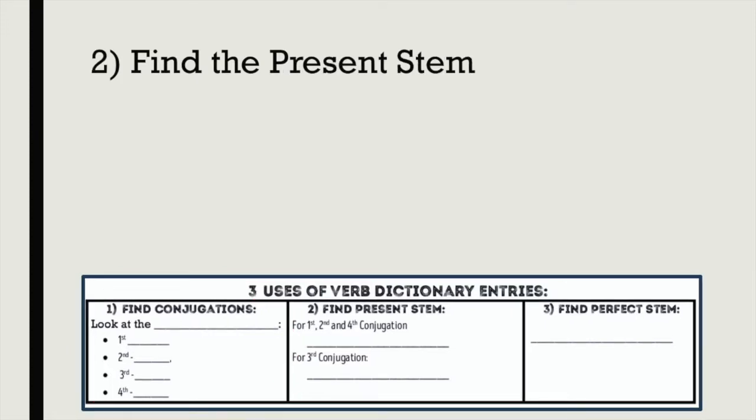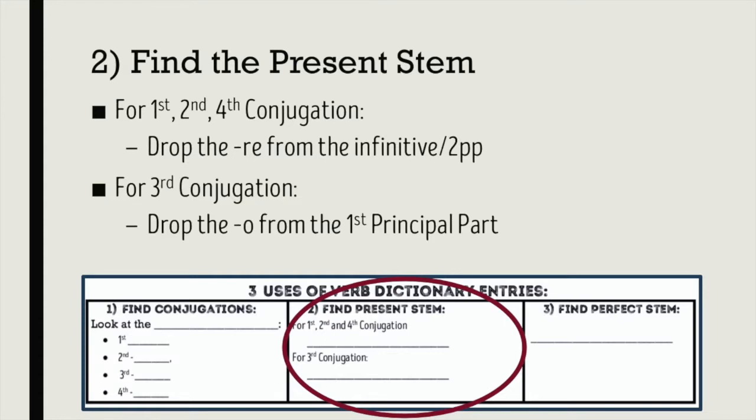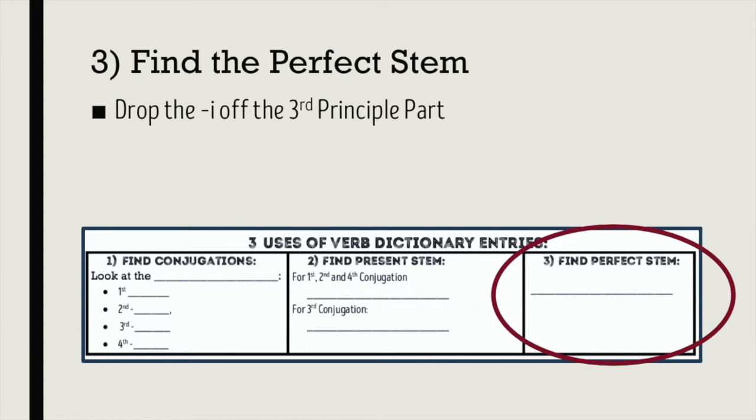Again, we have two ways of doing this depending on the conjugation. For first, second, and fourth conjugation, or for verbs whose infinitives end in ARE, long ERE, or IRE, you are just going to drop the RE from the second principal part. For verbs that are in third conjugation, or verbs that have that short ERE, you're going to drop the O from the first principal part. And lastly, this last box is how to find the perfect stem. You're going to drop the I off the third principal part. Nice and easy. Okay, again, we already covered that, and now I'm just giving you another go, organized in a different way.